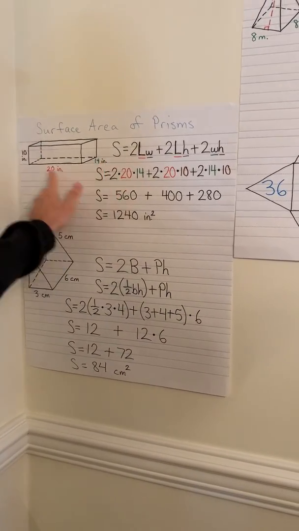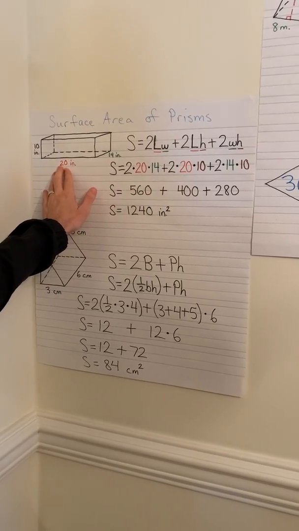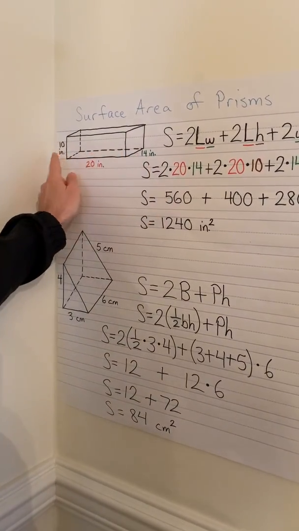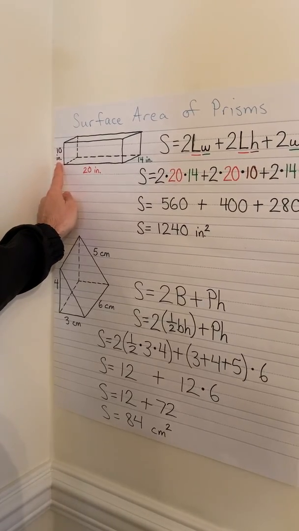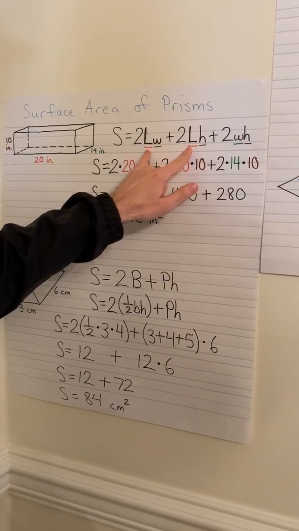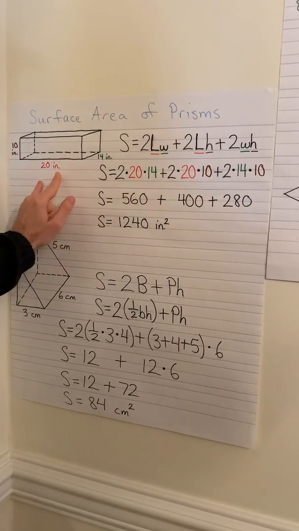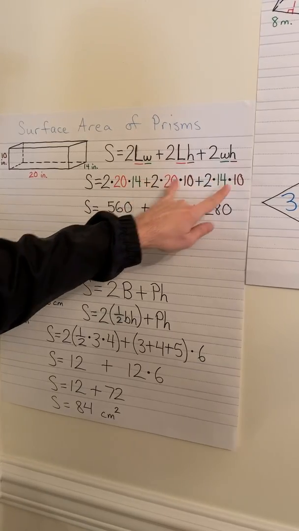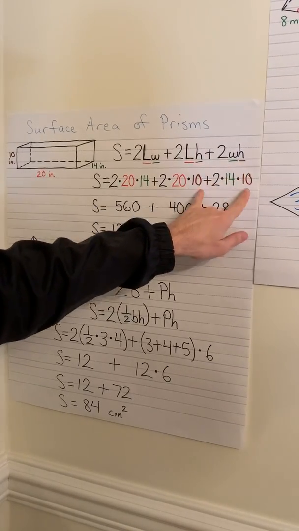I use colors over here to help you see it a little bit easier. The length's going to be in red, width's going to be in green, and the brown is going to represent the height. So if you go back in, everywhere you see the length, take that out and put in the 20. We said 20 is length. Everywhere you see width, take that out and put in the 14. Everywhere you saw height, take that out and put in 10.